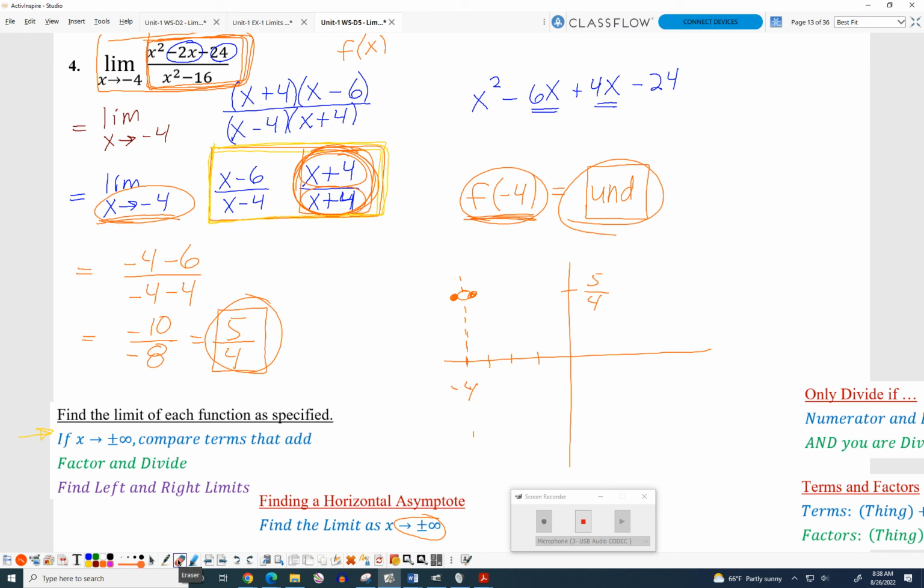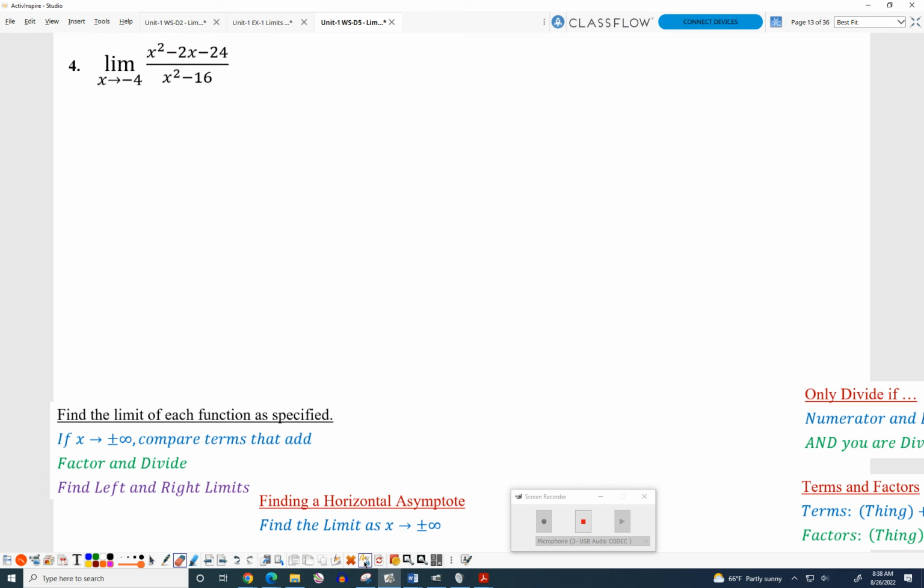For the second half of the problem, I just need to go find the limit as x approaches infinity of (x minus 6) divided by (x minus 4). Like that. So if x is approaching infinity, when these two terms add, adding -6 is really going to make no difference.